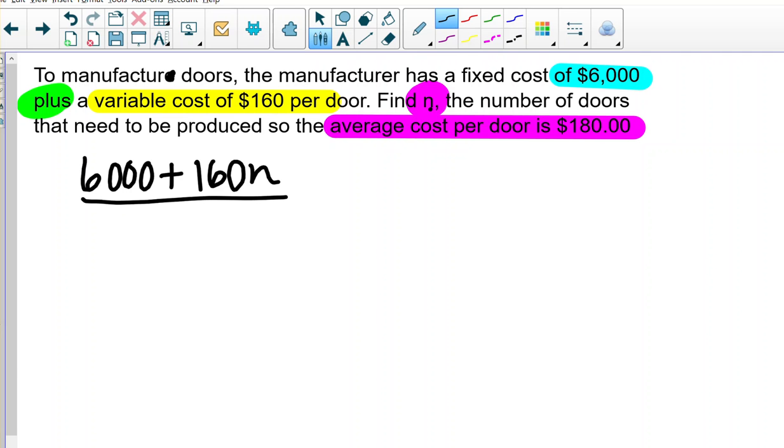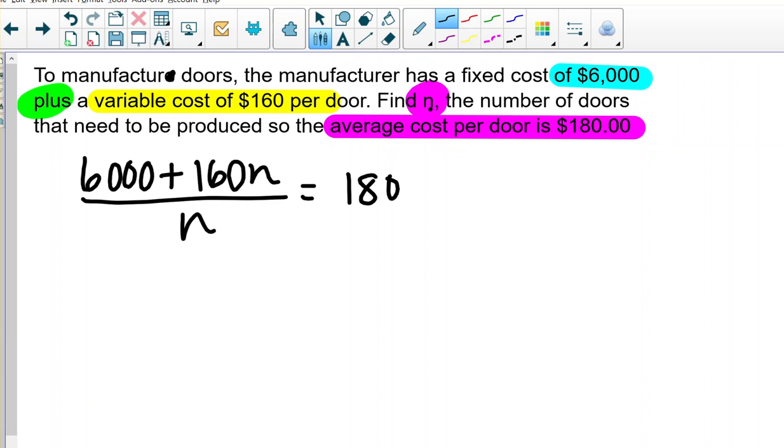And again, if we're finding the average, we need to divide by the total number, which in this case is N. And we want that average to be 180. Okay, so now we can just go about solving this.